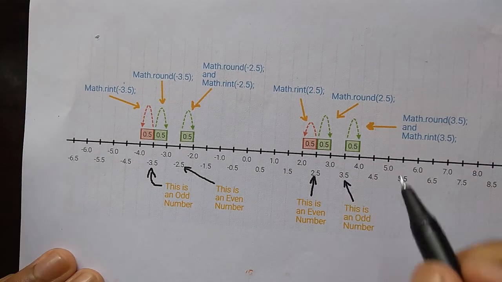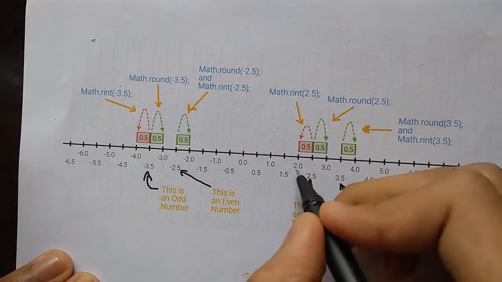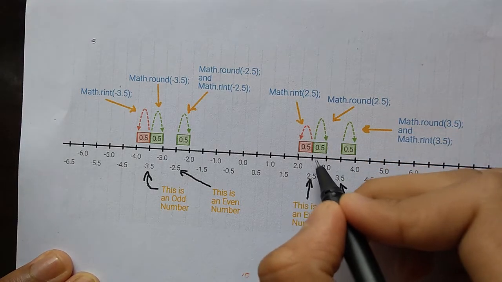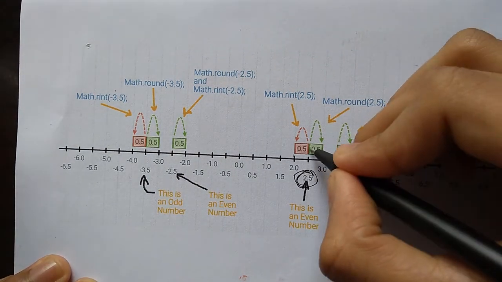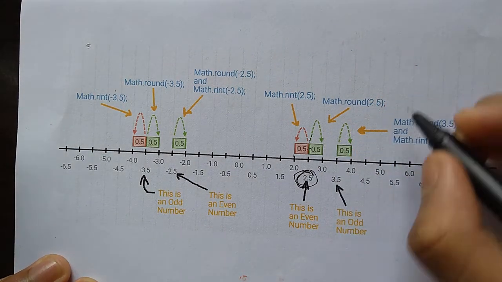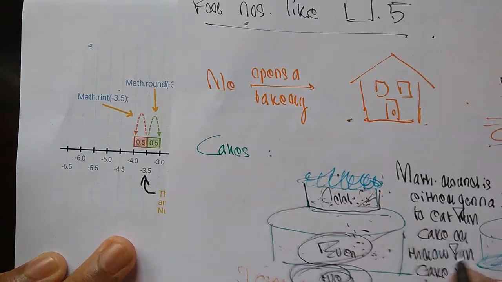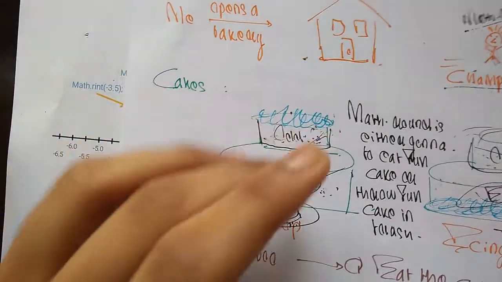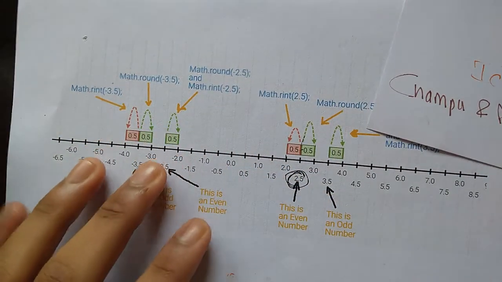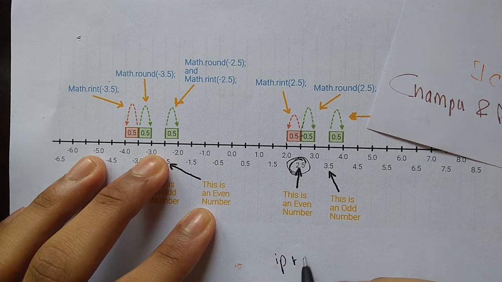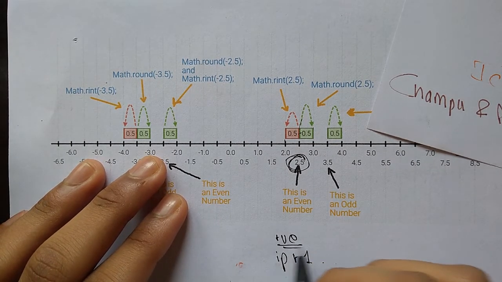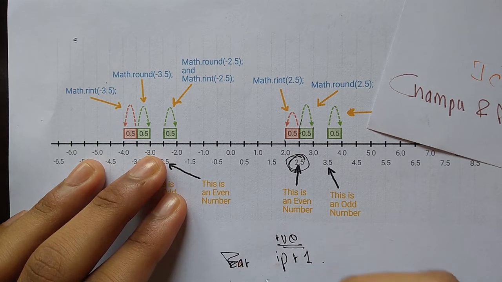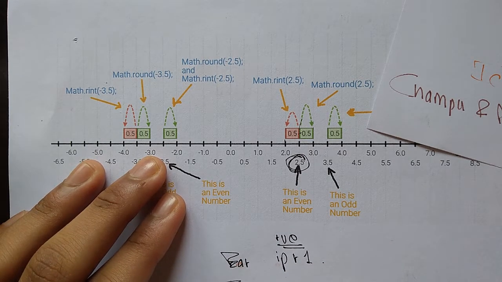So here I've drawn a number line to explain this. Here we consider 2.5, this is our example. What does Math.round do? He eats the cake. For positive numbers, he's eating the whole cake. And eating the cake means that he is returning integral part plus 1. This is for positive.